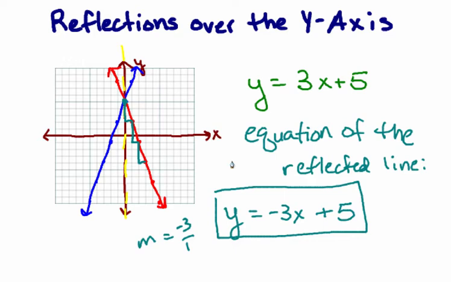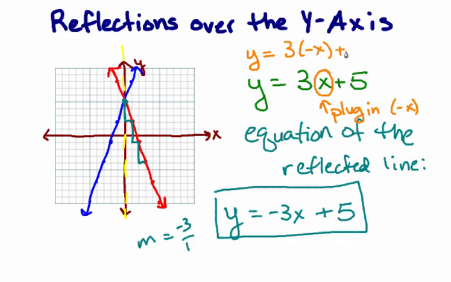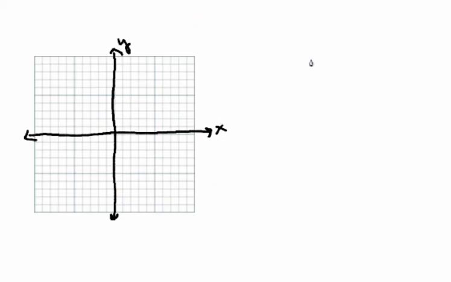And what happened there gives us a hint about the rule for doing reflections over the y-axis. To reflect over the y-axis, you want to take the x value and plug in a negative x instead. If we took y equals 3x plus 5 and plugged in a negative x value, it would simplify to negative 3x plus 5, which is in fact the equation we found when we did every point by hand. Let's apply that rule to another function and see if it does actually create a reflection around the y-axis.